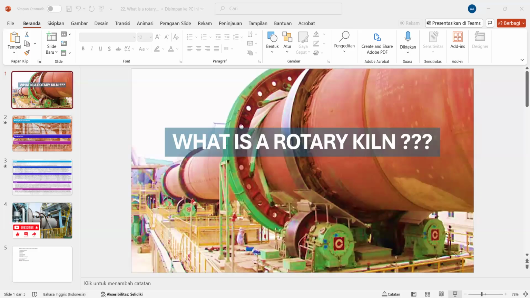Kiln shell. This is made from rolled steel plates, usually between 15 and 30 millimeters, 0.6 and 1.2 inches, welded into a cylinder. The cylinder might be up to 230 meters, 740 feet in length, and up to 6 meters, 20 feet in diameter.